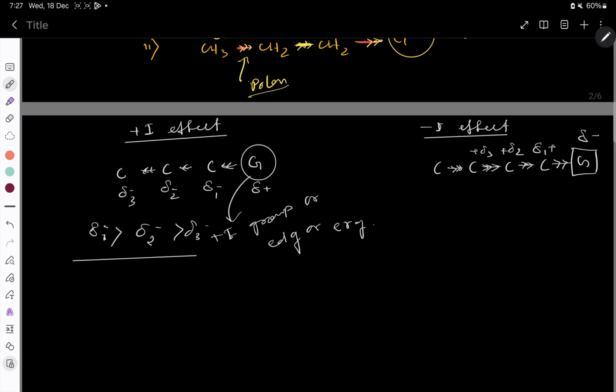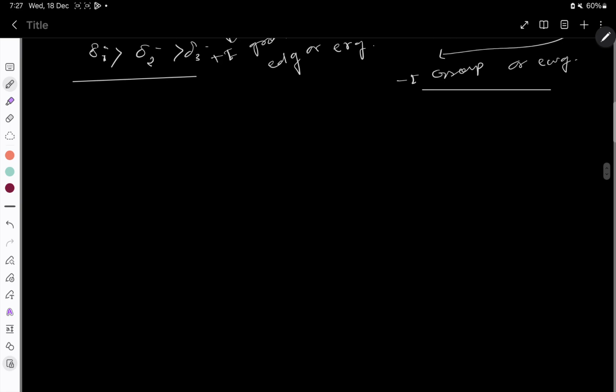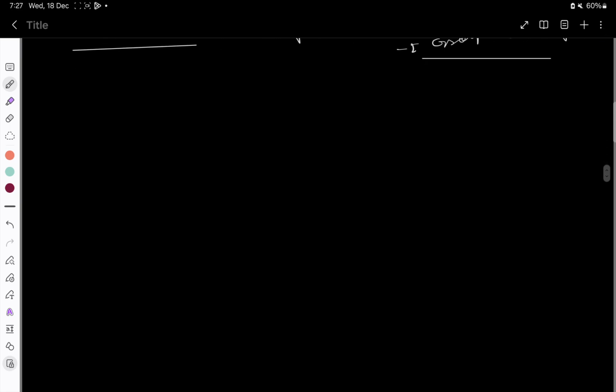Obviously the magnitude of plus 1 is greater than the magnitude of plus 2, then the magnitude of plus 3. So this group is basically called the minus I group, or electron withdrawing group. Now here you have to remember some series, that is called the minus I series with power.